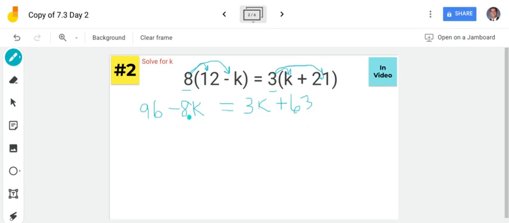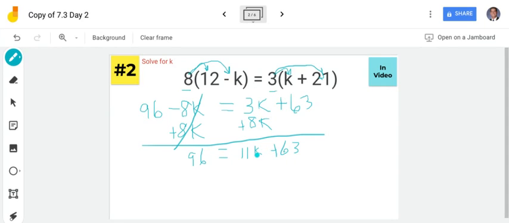So how do you move negative 8k to the right side? You undo subtraction by addition. Right, so I'm going to add 8k to both sides because I always do the same thing to both sides. Those k terms will cancel. I'll be left with 96 on the left side equal to 3k plus 8k is 11k. I bring the plus 63 down.